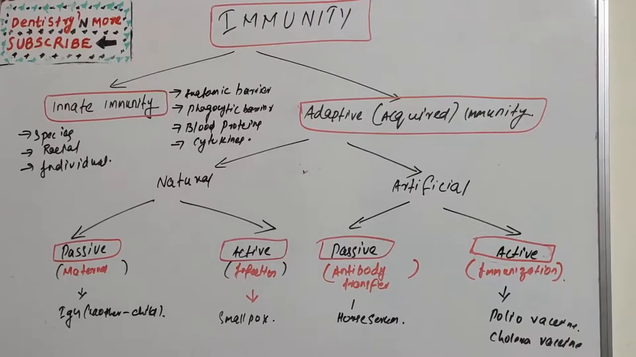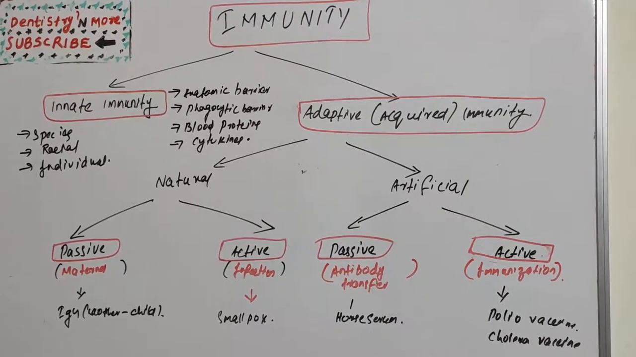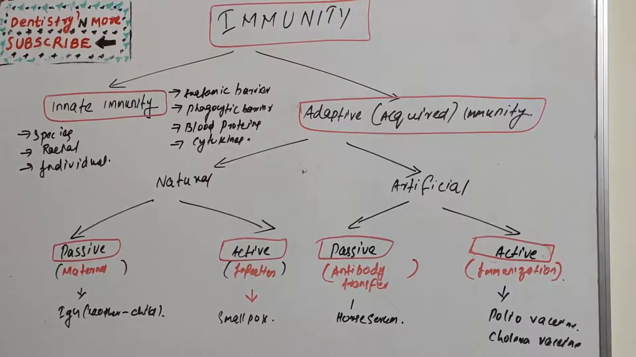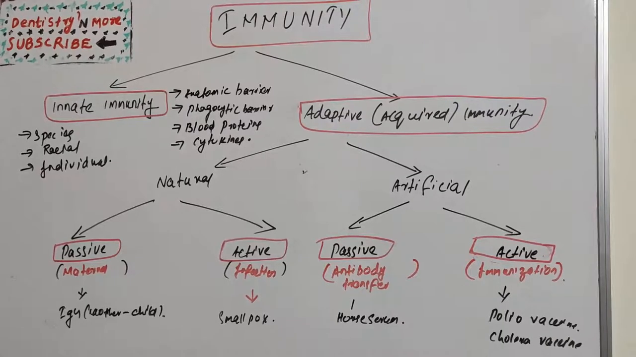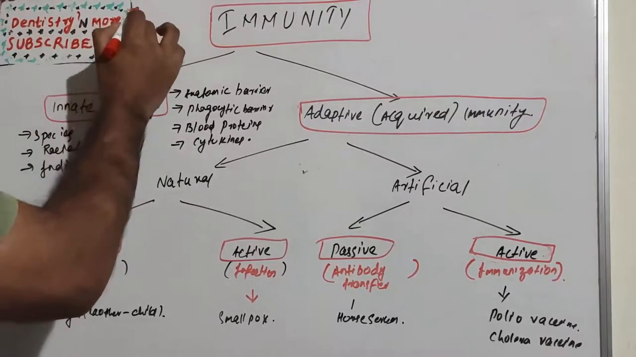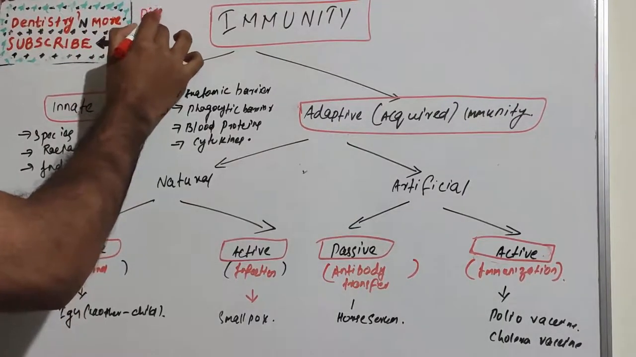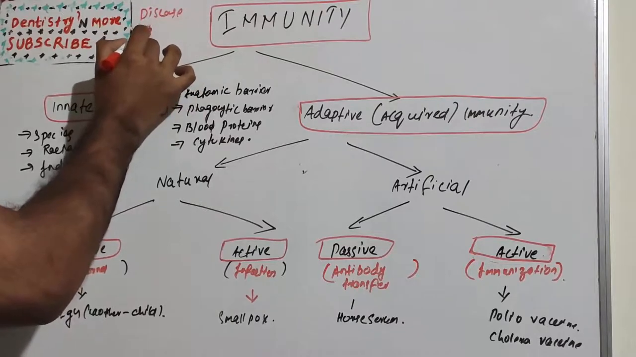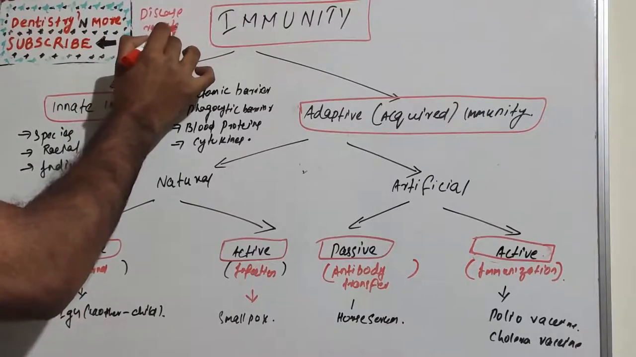So as I mentioned, immunity is the ability of the body to protect against all types of foreign bodies like bacteria, virus, and other toxic substances. Since it protects us from the disease, it is also called disease resistance.